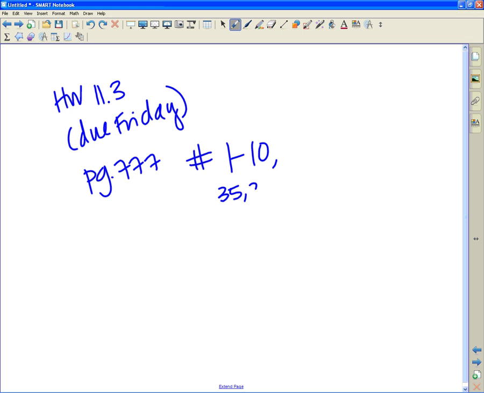35 and 37 are just find the derivative. And I would like to make this one shorter. So I'm going to write this down and then I'm going to cross one off, okay? 43, 46, 47, 49. So I will end up crossing one of these off. But I've got to go look at the book and I can't walk over there.